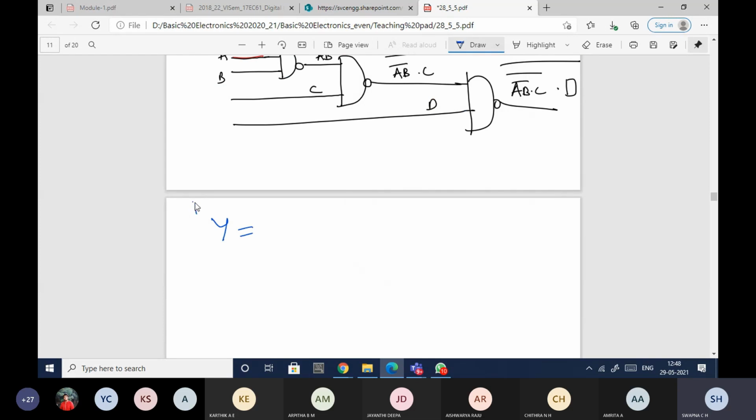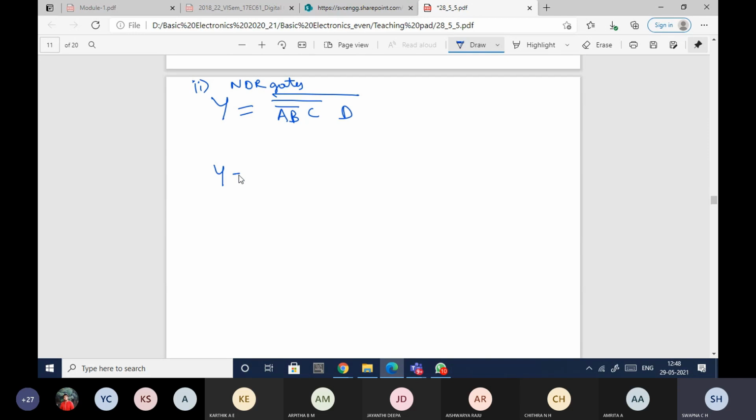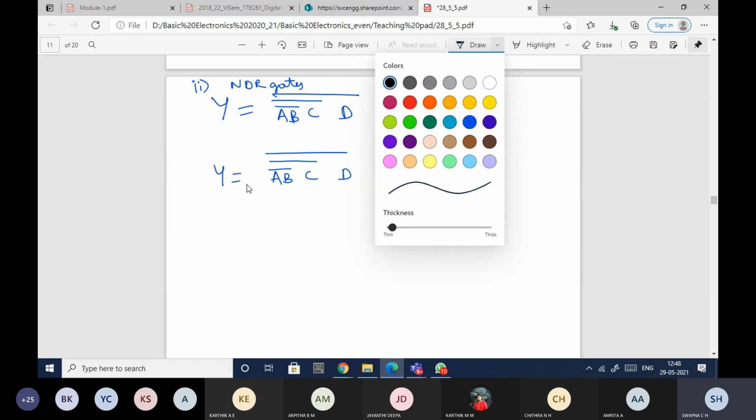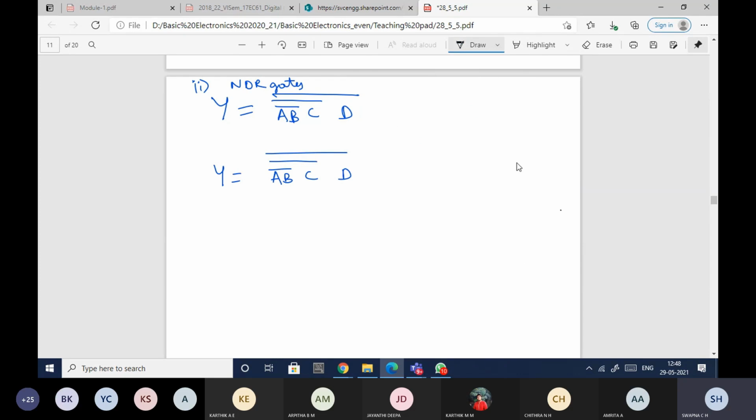Okay, so now the second one using NOR gates. The question is AB bar into C or D bar. Okay, so let me write it again. Y is equal to AB bar C bar D bar. Okay, so what is the condition with the NOR gates? How should the equation be? The equation should be in plus and whole bar form.